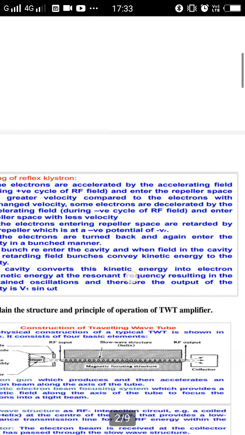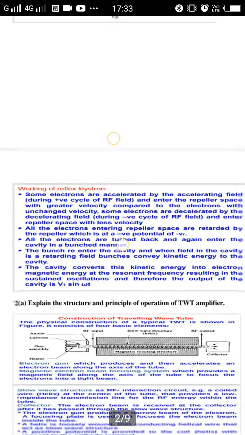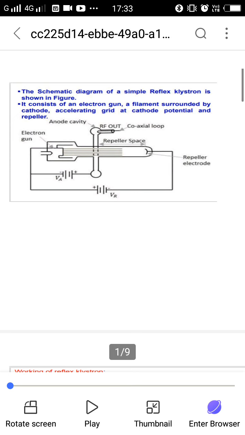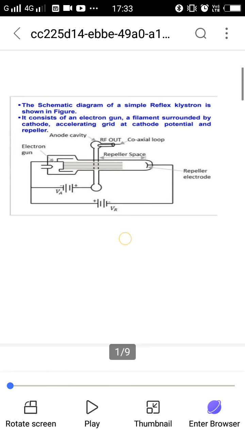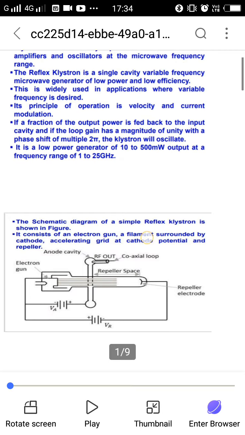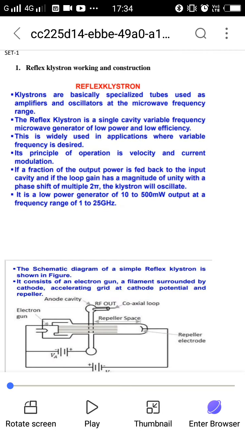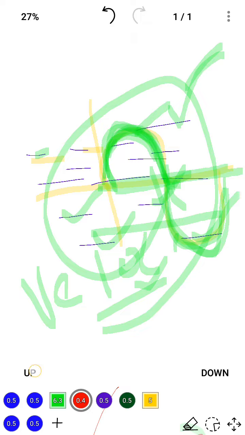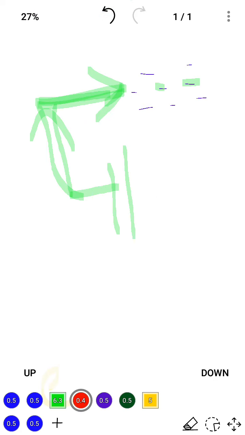Just for your reference, you may take a screenshot of this. I'll give some time, please take your screenshots if you want. I'll show the diagram of the reflex klystron. If you want material, then please take a screenshot of this. This is my explanation. If you want, I'll go through it again from the start. Here is the reflex klystron working.